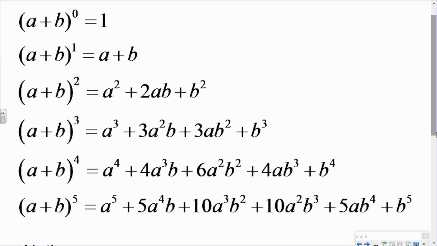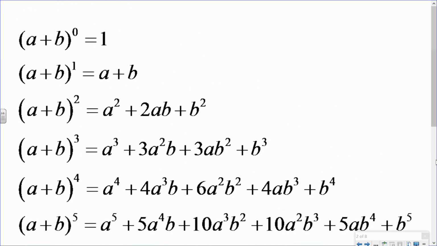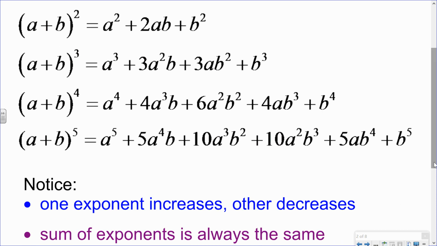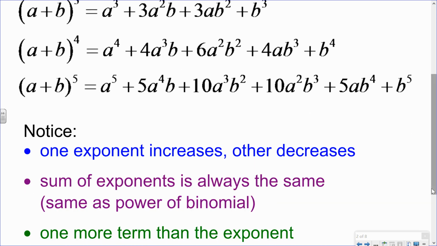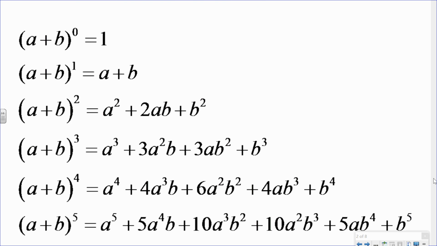So good job. I knew you guys could observe stuff and start seeing some patterns. Let's start making a list of these things that we've noticed. One exponent will increase and the other one will decrease. And in fact, we're going to be very specific about the order. If they put A first in the parentheses, A is going to be the one we start with, and it's going to decrease. We're not going to use the commutative property and switch the order of these things around. We just noticed that the sum of the exponents is always the same, and it's the same as the power of the binomial. We also observed that there is one more term than the exponent.